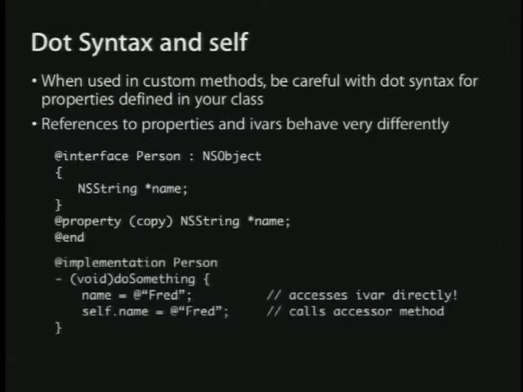So here's a case where I've got some method called doSomething. If I have an instance variable called name and a property called name, and I say name equals Fred, that's going to access the instance variable directly. If I say self.name equals Fred, it's going to call the synthesized setName method, which will retain this and release the old. So be conscious of when you're using this.